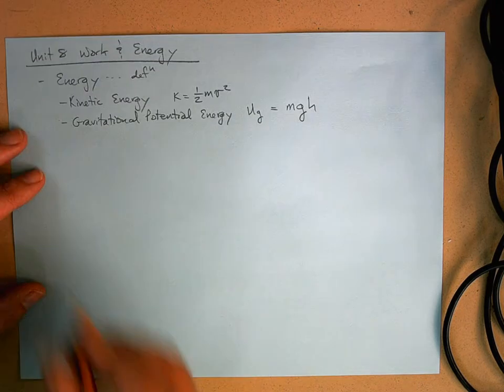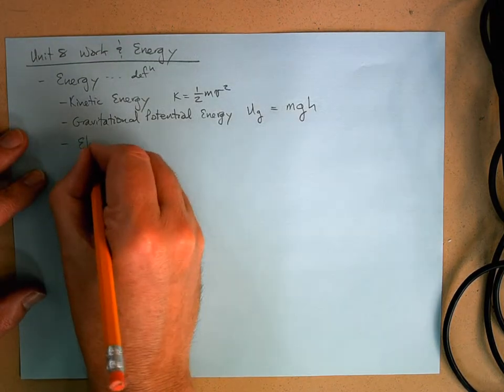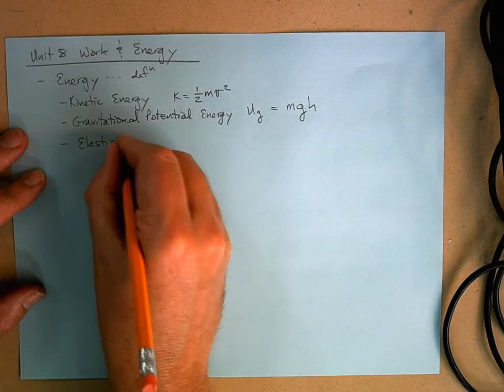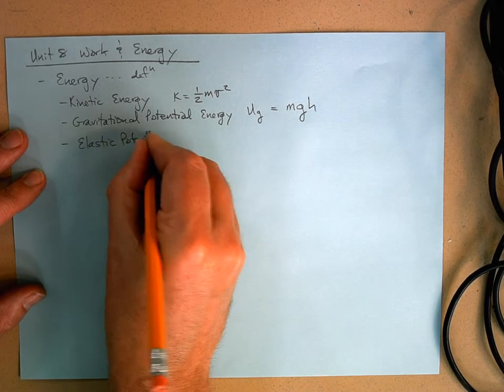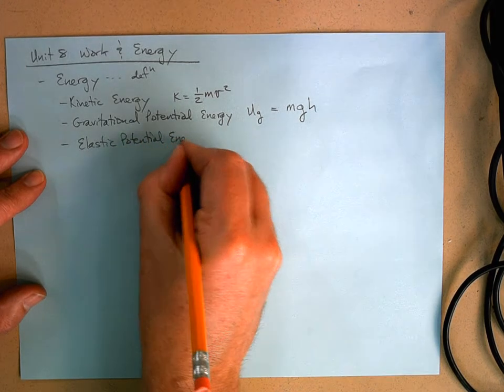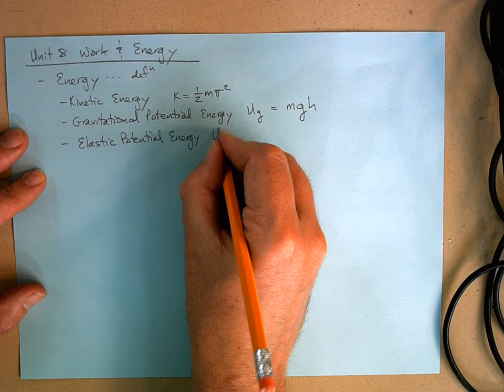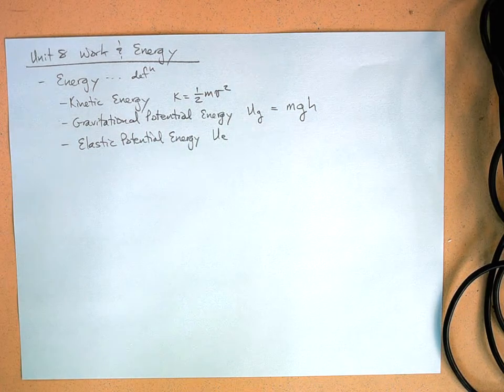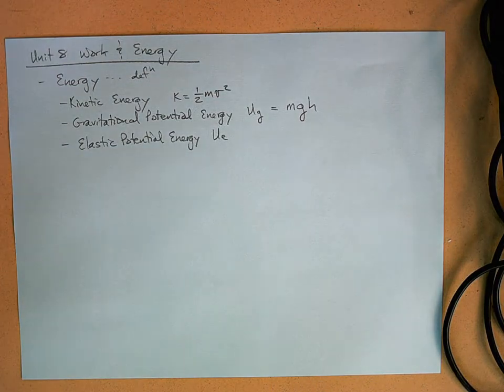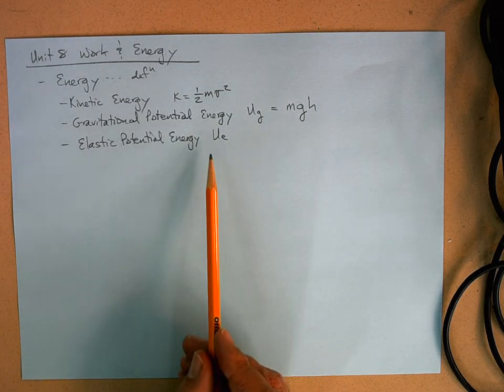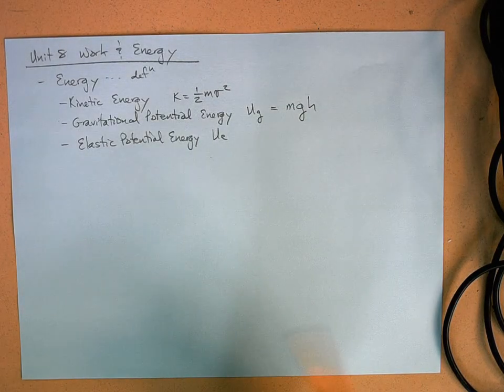Now we had other kinds of energy, elastic potential energy. We called that U sub E, and this is the energy stored in a compressed or stretched spring or elastic band or any kind of springy material. We're not going to use the equation for that. We did kind of develop one, but it's not going to be on the final. But here is what's going to be on the final.